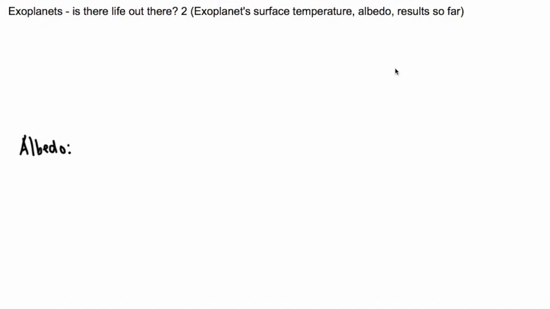In the last video, we looked at a very crude way of trying to answer this question: is there life out there? We were doing that by trying to calculate or estimate the exoplanet's surface temperature. Before, we used this method of just L equals 4 pi r squared sigma T to the fourth. But this is very crude.